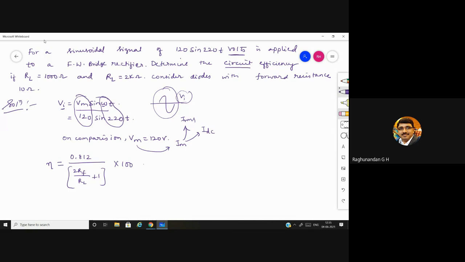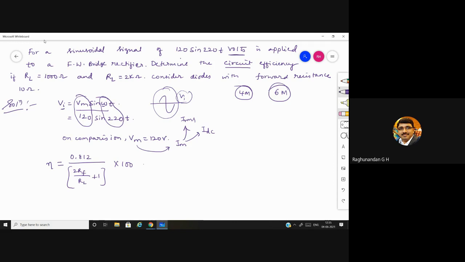When can we do this? Only when they're asking for 4 marks. Suppose they are asking for 6 marks, then they'll expect you to go with this method. And usually, if they're asking for 6 marks, they'll not ask only the efficiency. They'll even ask ripple factor and some other values also. So whenever it is given for 4 marks, you can directly jump to this equation.